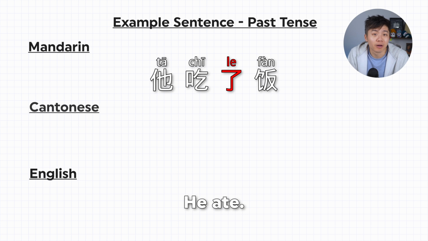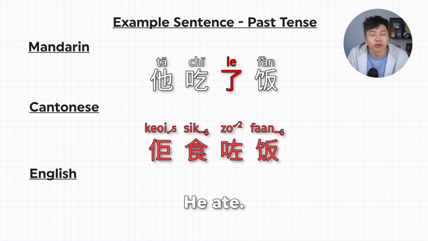In Cantonese now, it becomes 佢食咗飯. So here, same thing. The verb 食 stays in its base form. It doesn't mean ate or eat or eaten. It just means eat.